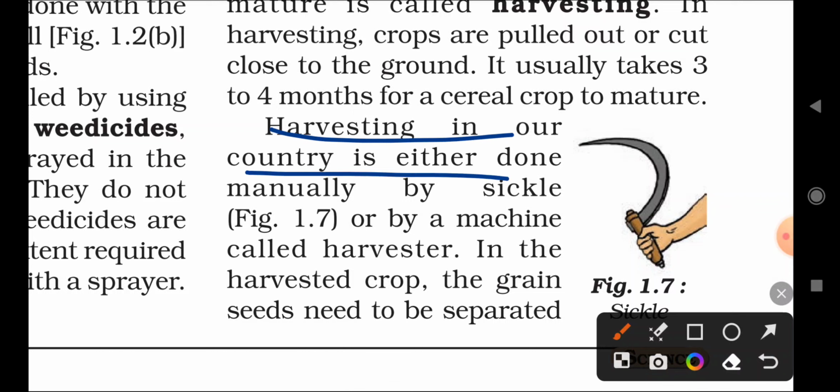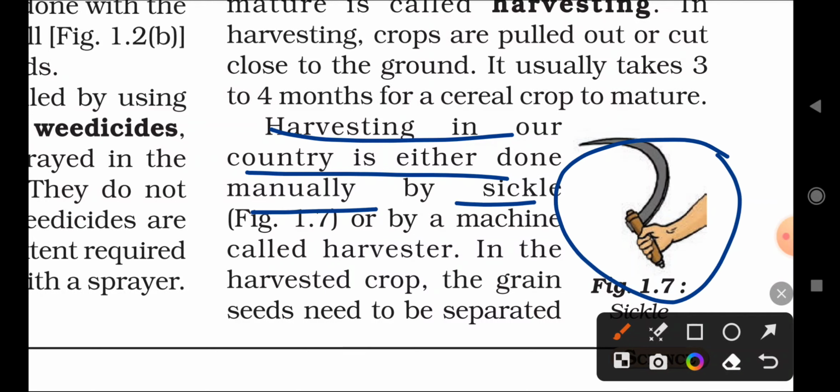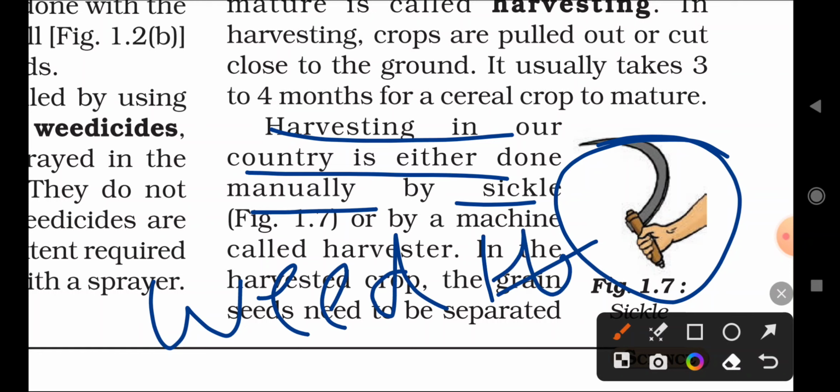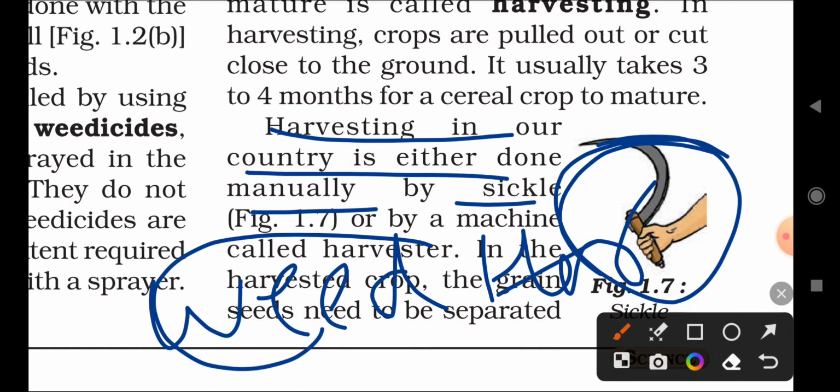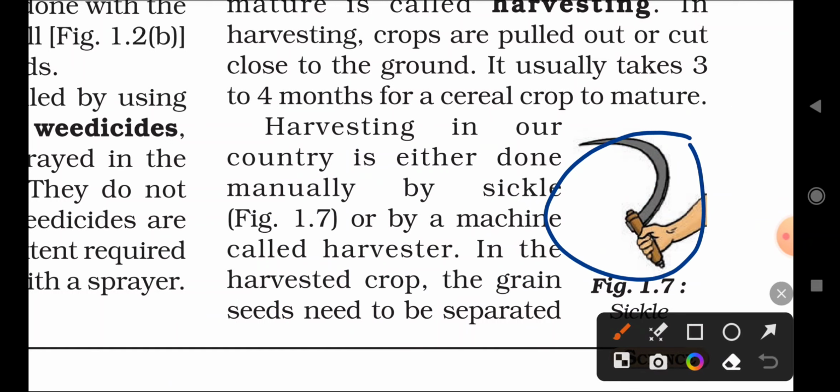Harvesting in our country is either done manually by sickle. This is called a sickle. It can be used for removing weeds as well as for harvesting. This is a manual, physical process done by labor. It is used both for cutting the crops and removing the weeds. This is called the manual method, and in India it is commonly used. Most farmers do not use modern methods, but use the sickle method only.